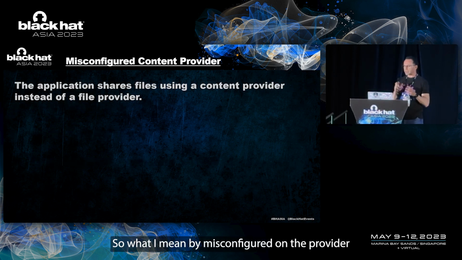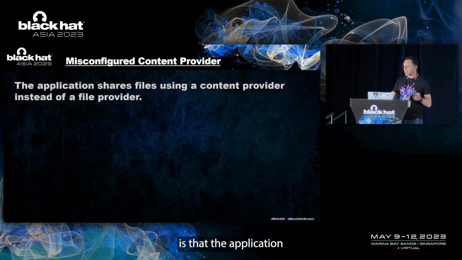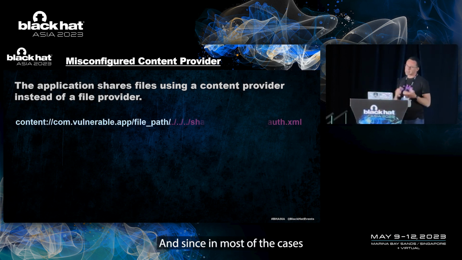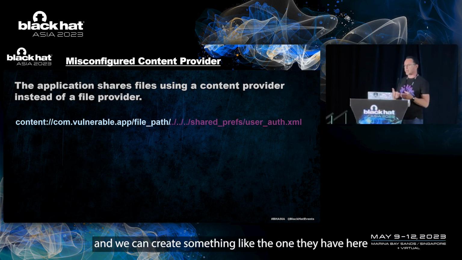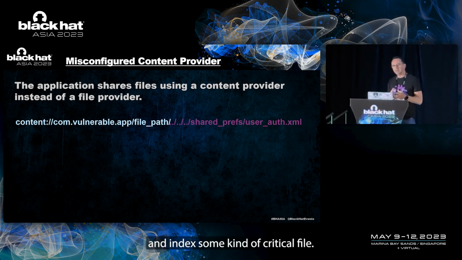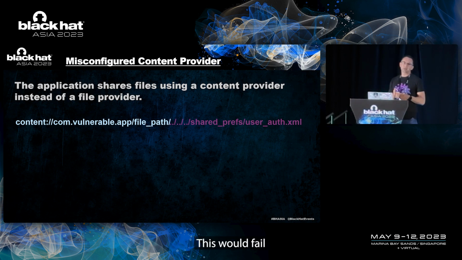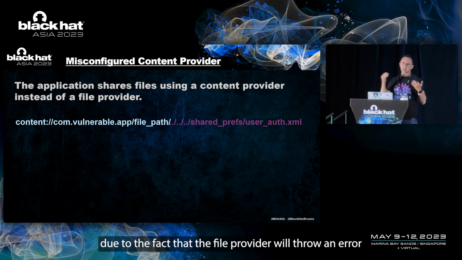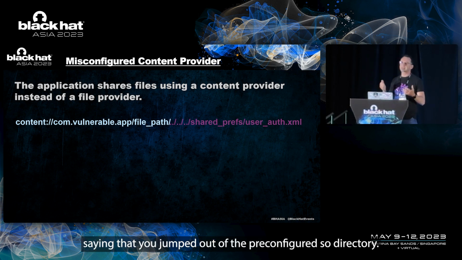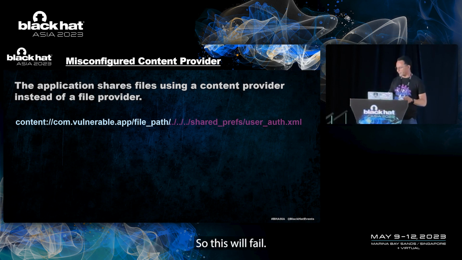All right, so what I mean by misconfigured content provider is that the application implements its own file provider without extending the default one. Since in most cases they don't filter or sanitize the content URI, we can create something like the one that I have here and index some kind of critical file. This would fail when it comes to the default file provider, because it will throw an error saying that you jumped out of the pre-configured shared directory.